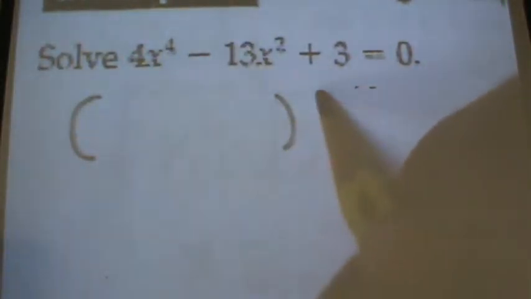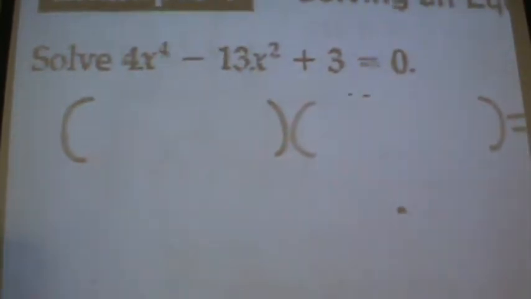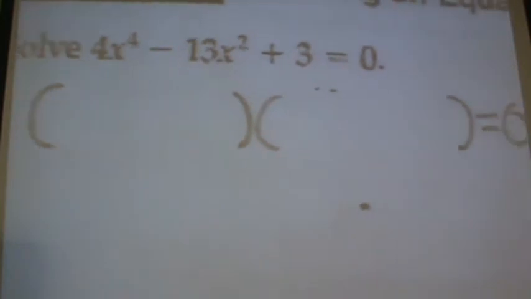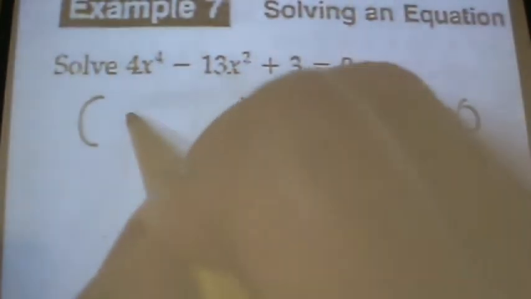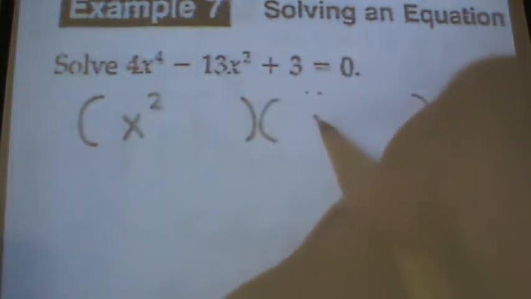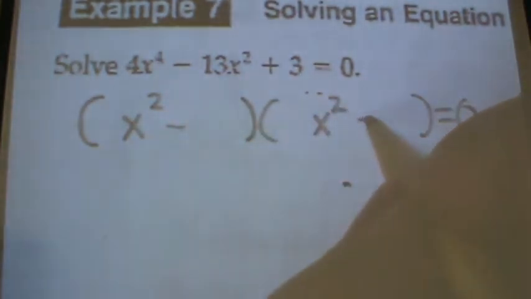Do you guys remember how to do this? We did them in Algebra 2. It'll be simply factorable, by the way. So anyone think they know what the combo is? And I'll tell you this, x squared and x squared. And these have to both be minuses.